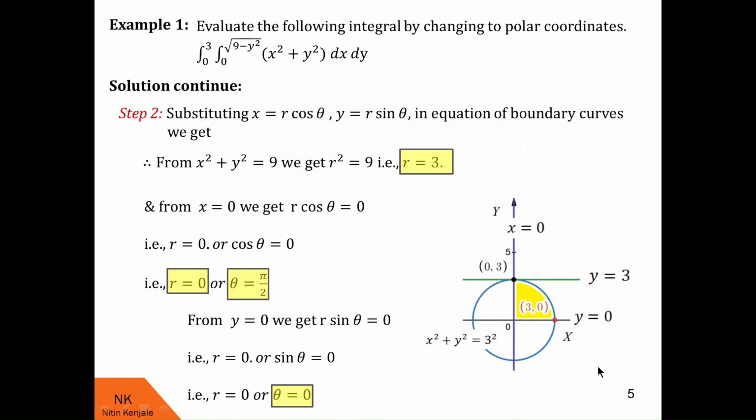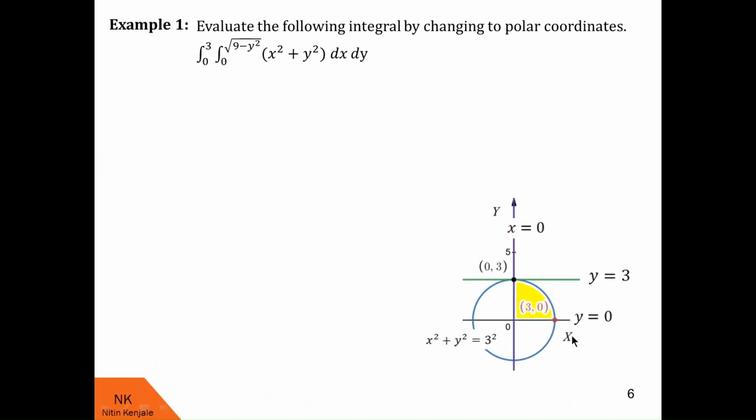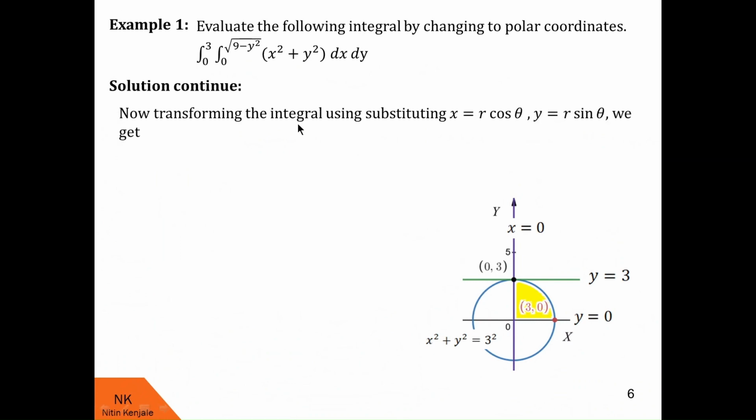Now let's finally transform this double integral from Cartesian coordinates to polar coordinates. First we transform this integrand. This x square, after substituting x is equal to r cos theta, becomes (r cos theta) whole square, and y square becomes (r sin theta) whole square. We have seen dx dy after transformation becomes r dr d theta. Now let's talk about the limits. We have seen r varies from 0 to 3 and theta varies from 0 to pi by 2.